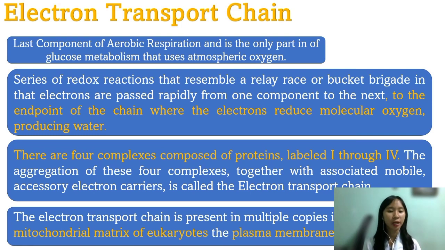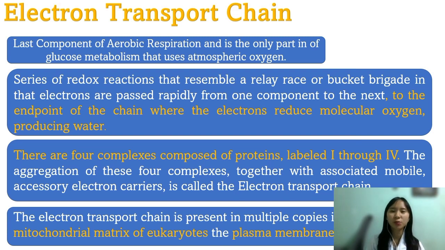Electron transport chain. This is the last component of aerobic respiration, which has two components before it, the glycolysis and the citric acid cycle. And this is the only part in glucose metabolism that uses atmospheric oxygen.